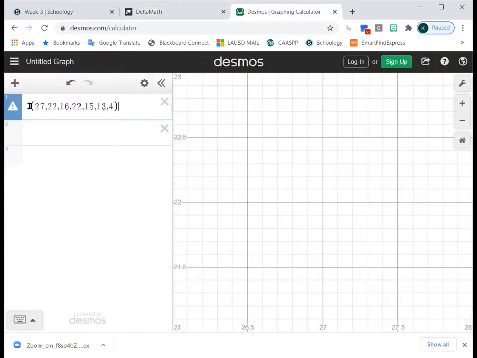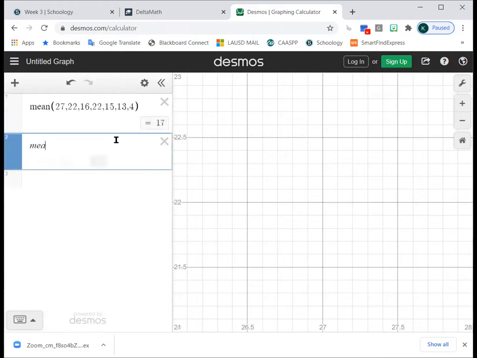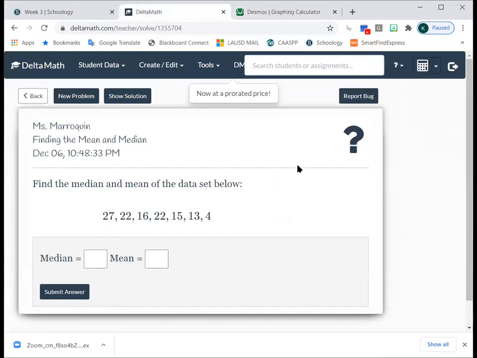That's fine. So in order to find the mean, I'm going to go ahead and type in mean, and there's my mean. And in order to find the median, I'm just going to type in median. Everything has to be lowercase and the parentheses have to be round. If you use square parentheses, it's not going to work, okay? So you have to use round parentheses. All right, there's median. So the median is 17 and the mean is 16. So I'll go ahead and type in my answers here and those will be correct.